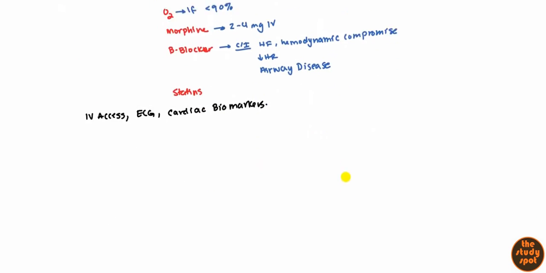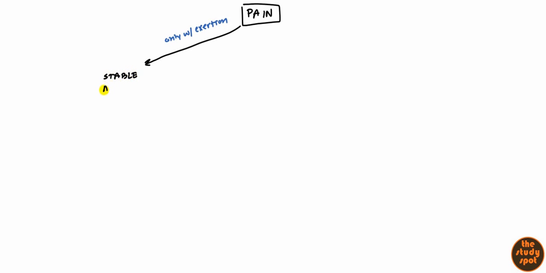So after doing all of that, you want to try and classify exactly what type of coronary artery disease they have. The first thing that helps you is, as we talked about before, looking at the quality of the pain. If the pain only occurs with exertion and gets relieved with rest, then this is going to be stable angina. That's the definition of stable angina.